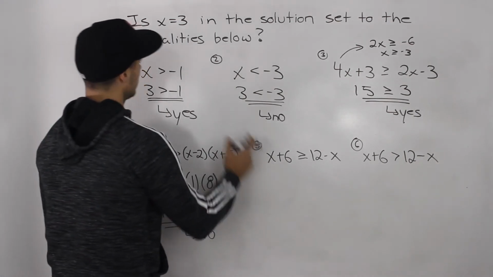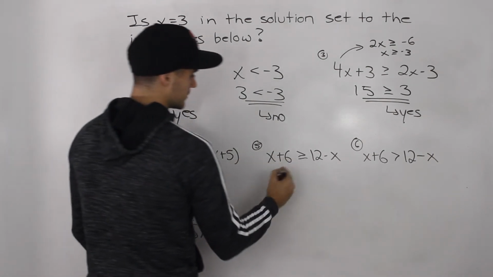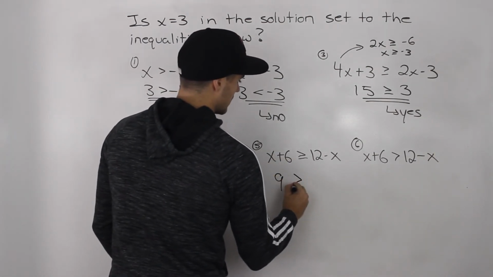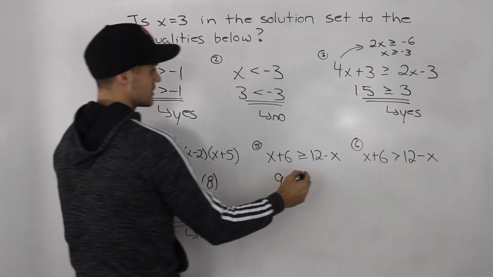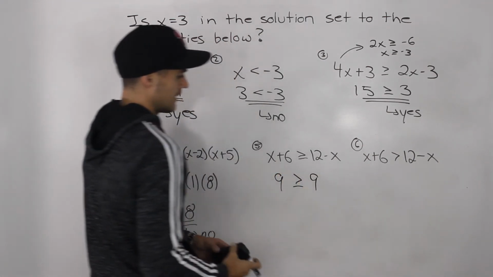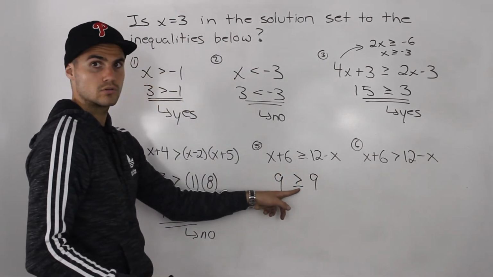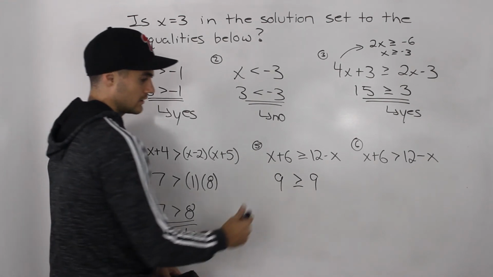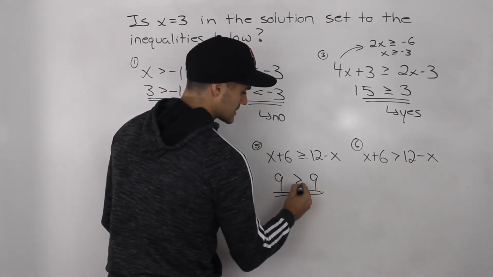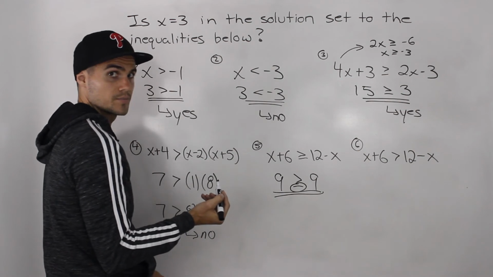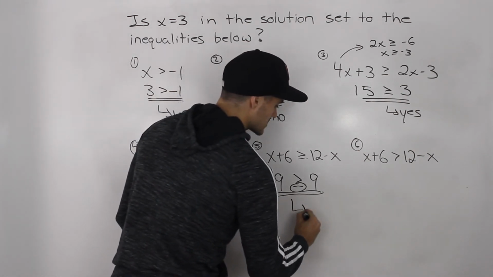Moving on to the fifth one, 3 plus 6 gives us 9. And then 12 minus 3 gives us 9 as well. Is 9 greater than or equal to 9? Well, yes, it is because of this equal sign here. Right? So that's why this makes sense.